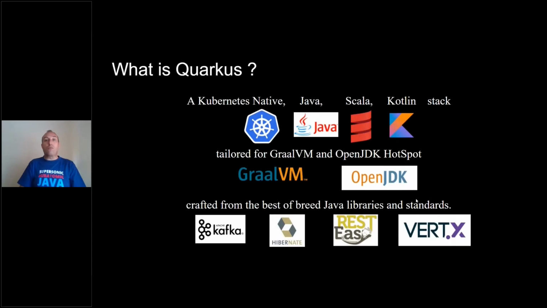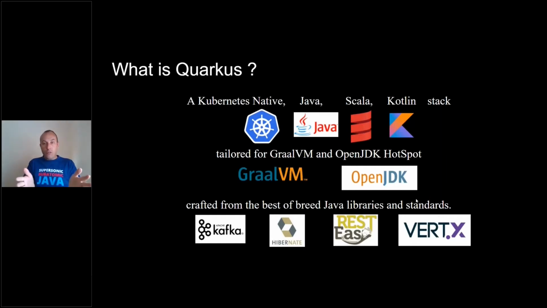So what is Quarkus? As the official description says, it is a Java, Scala, or Kotlin stack, Kubernetes native because it has a good connection with Kubernetes, and it also has 2 main goals: boot speed and low memory footprint. It can also be compiled to native code using GraalVM.